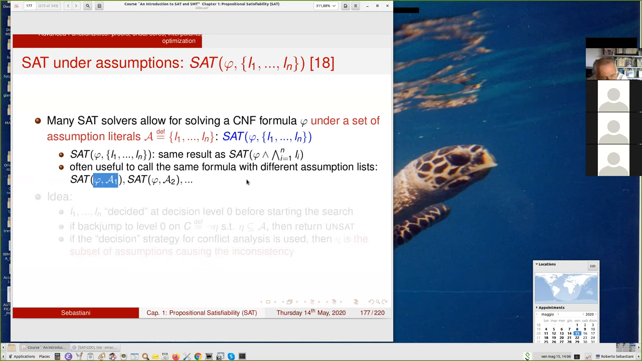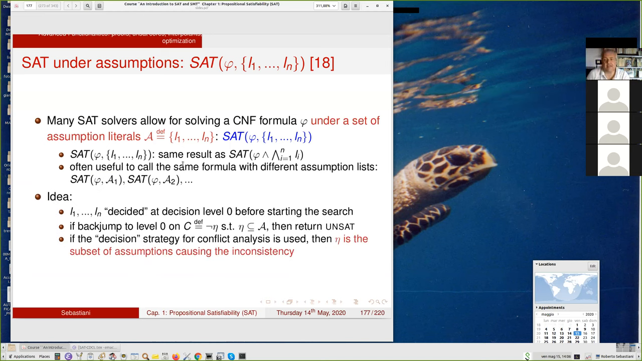Okay, so how does this work? This has many benefits, as we'll see. In particular, to detect unsatisfiability, to find diagnoses in case of unsat, and also for incrementality. So what's the idea? How does this work?